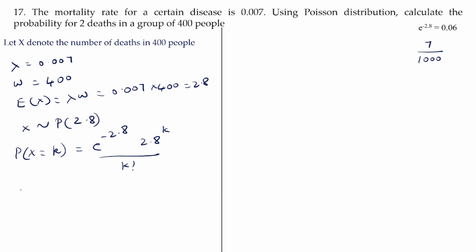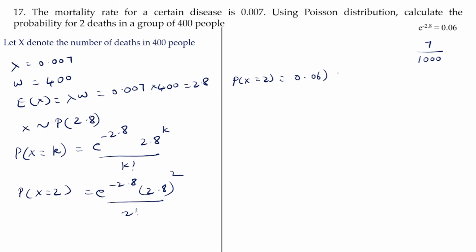Now we have to find the probability of X is equal to 2. That is the probability of 2 deaths in a group of 400 people. So it is e raised to minus 2.8, 2.8 the whole square upon 2 factorial. E raised to minus 2.8 is given as 0.06. So probability of X is equal to 2 is 0.06 into 2.8 the whole square, which is 7.84, divided by 2. So when we simplify, it is 0.235.